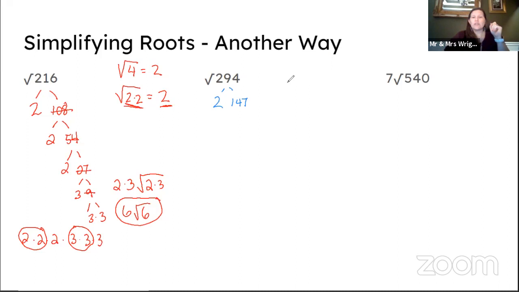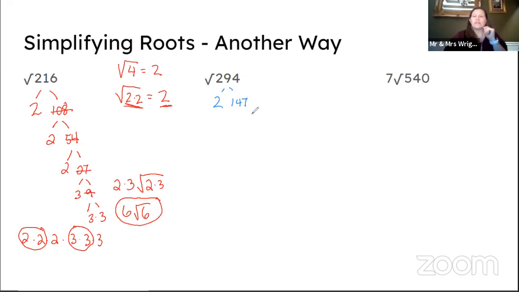One of the division tricks that you learned is that when you add up all these numbers, if they equal a number that's divisible by 3, then guess what? Your number is also divisible by 3. So let's give that a shot. 1 plus 4 is 5, 5 plus 7 is 12.